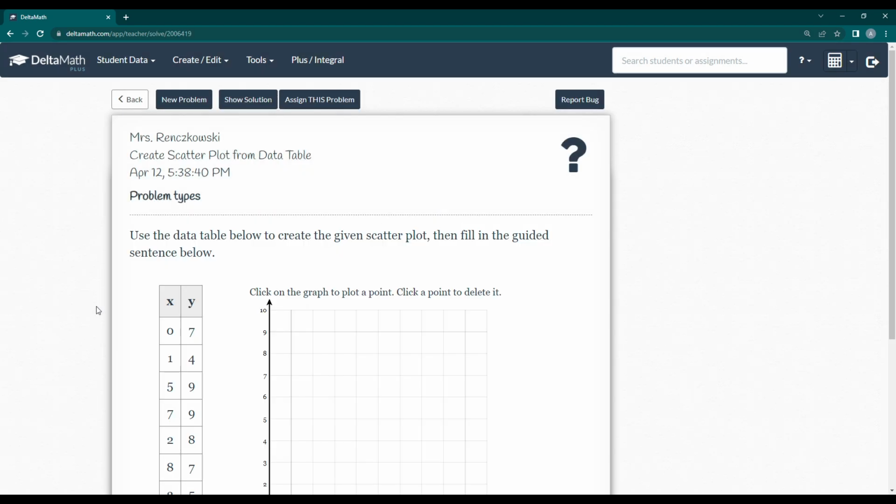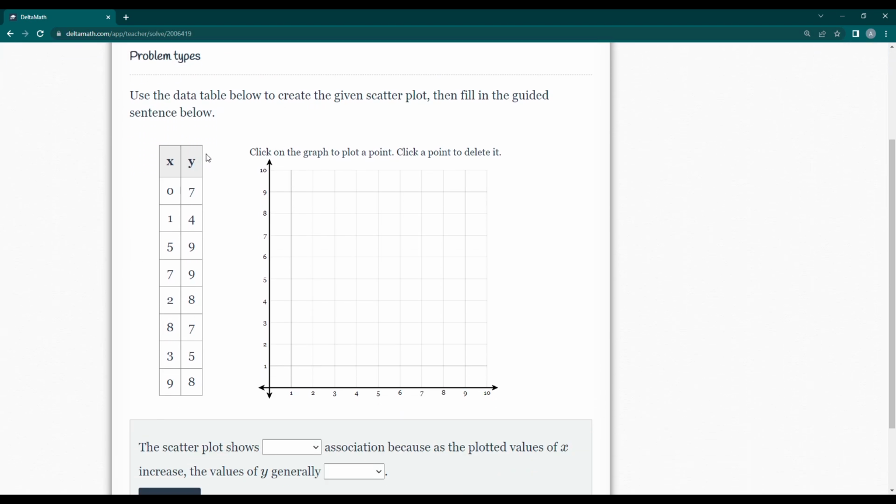Question number 3. Creating a scatter plot. So use the data below to create the given scatter plot. So all we have to do is fill out this table. So 0, 7, 0, up to 7, dot. 1, 4, over 1, up 4, dot. 5, 9, over 5, 1, 2, 3, 4, 5, 9. 7, 9, over to 7, up to 9. 2, 8, 8, 7, 8, and 7, 3 and 5, and then 9 and 8.